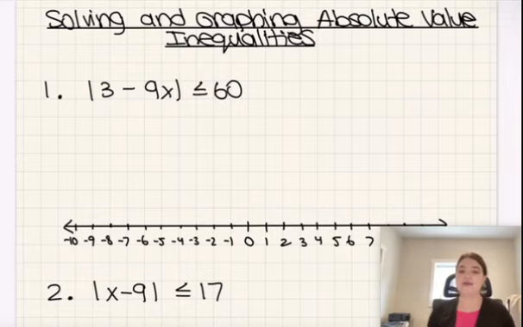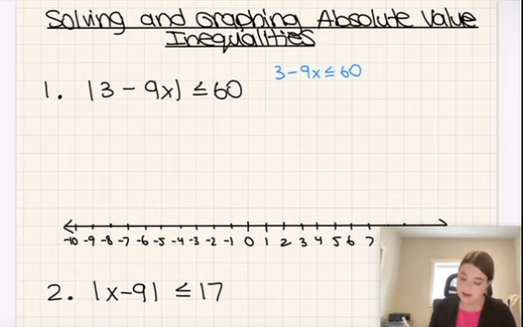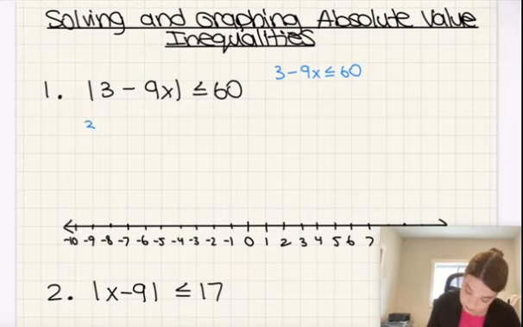Whenever we solve absolute value equations, we always must solve two equations, the equation for the positive or negative, and we have to do something very similar here. We need to solve for 3 minus 9x is less than or equal to 60. And we also need to solve for 3 minus 9x is greater than or equal to negative 60.